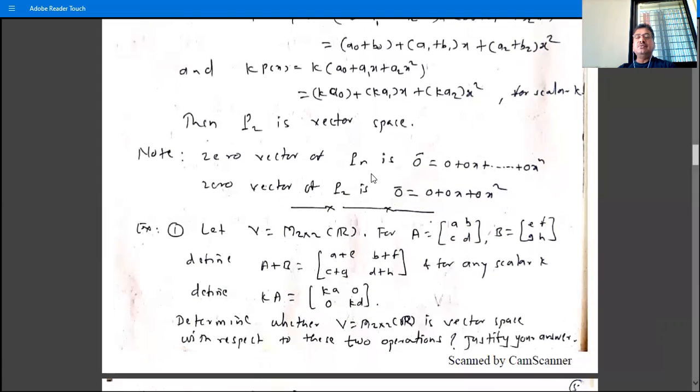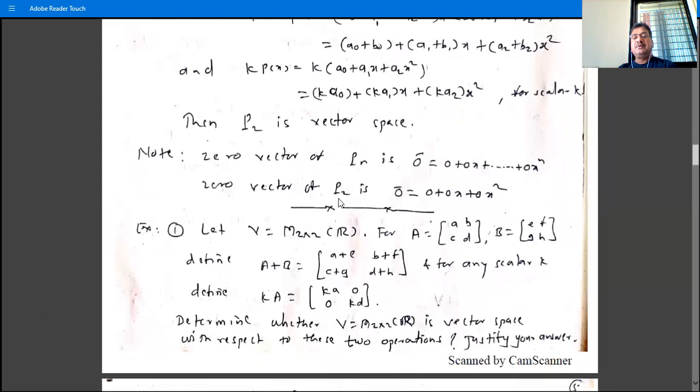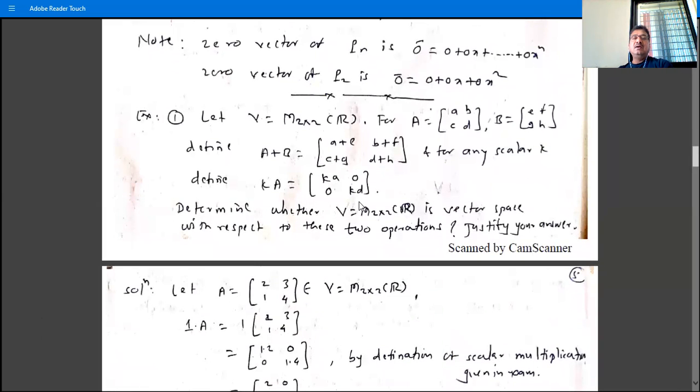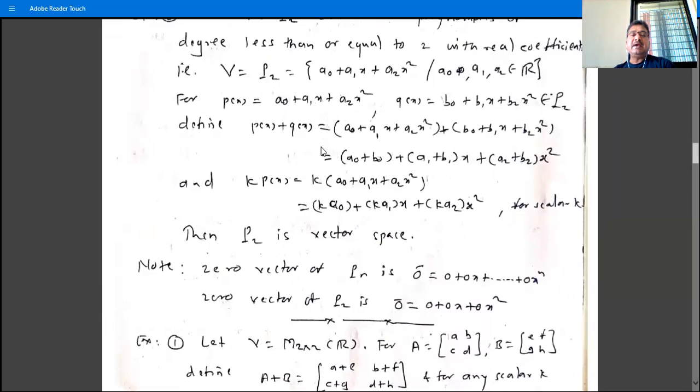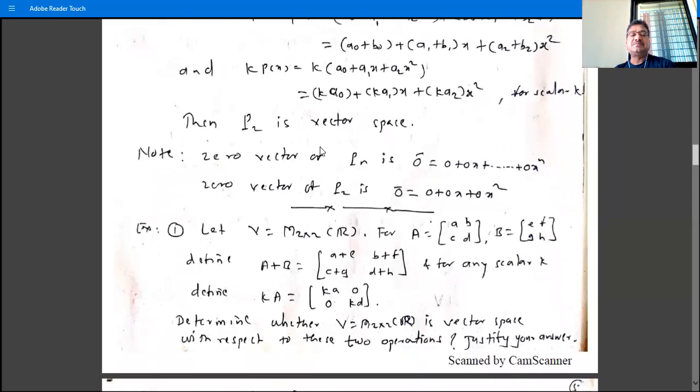So in this P2, what is the zero vector? In Pn, the zero vector is 0 plus 0x plus 0x squared plus up to 0x raised to n. This is the zero vector or zero polynomial. And the zero vector of P2 is 0 plus 0x plus 0x squared. So under these two operations, P2 is a vector space. These are some examples of vector spaces, these are 8 examples of vector spaces.